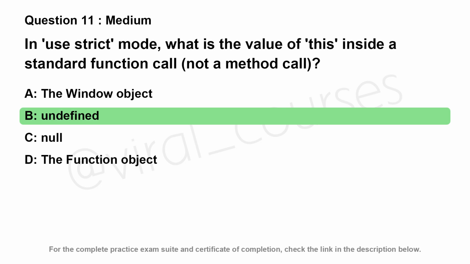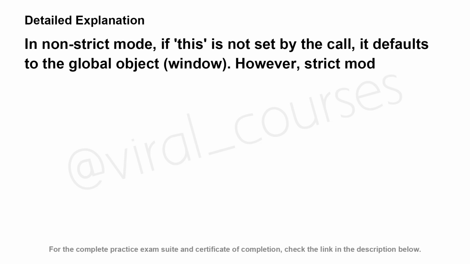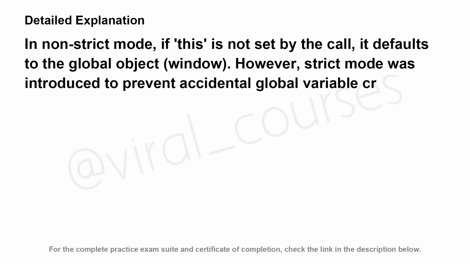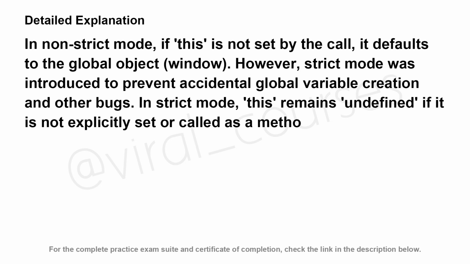The correct answer is B. In non-strict mode, if this is not set by the call, it defaults to the global object, window. However, strict mode was introduced to prevent accidental global variable creation and other bugs. In strict mode, this remains undefined if it is not explicitly set or called as a method of an object.